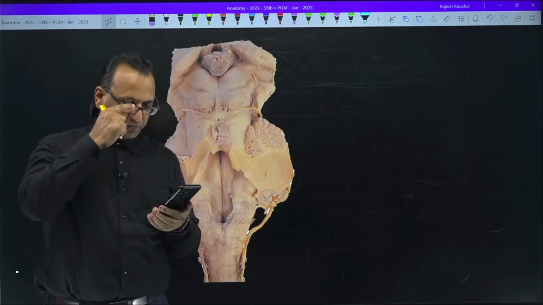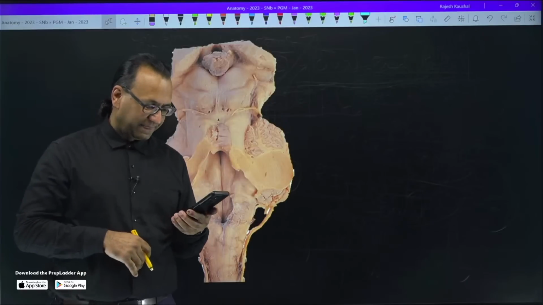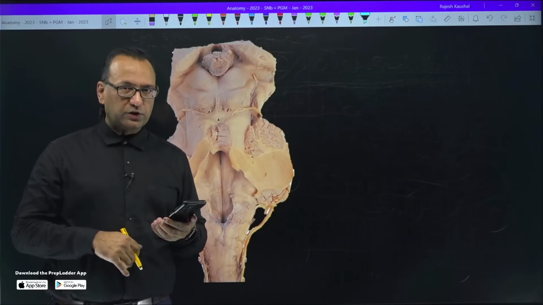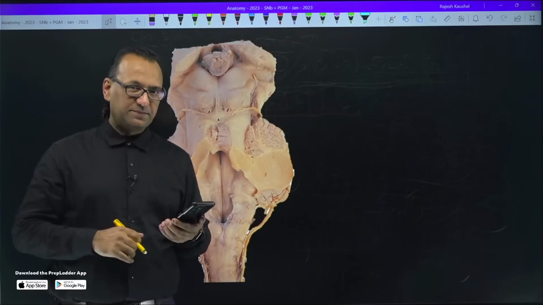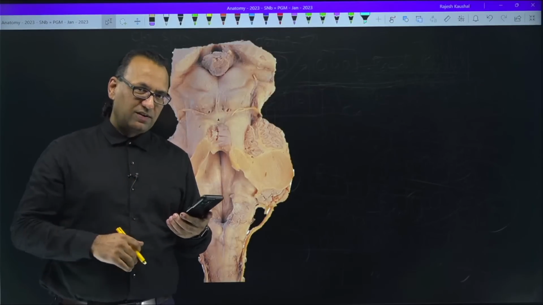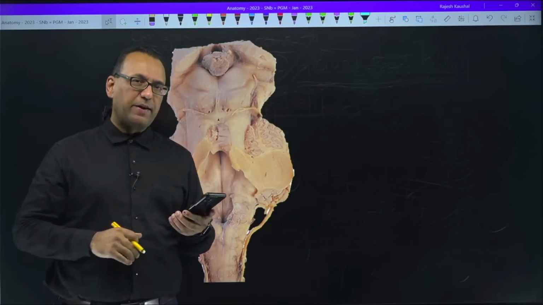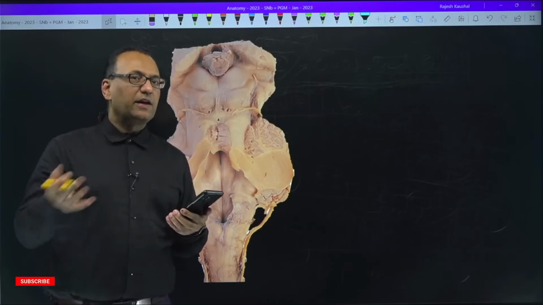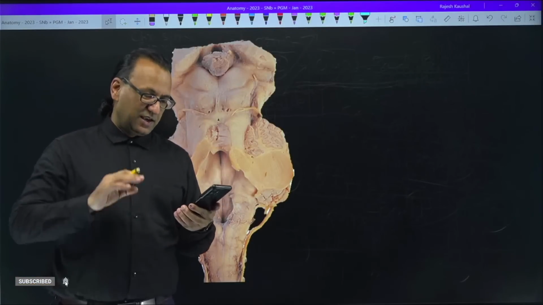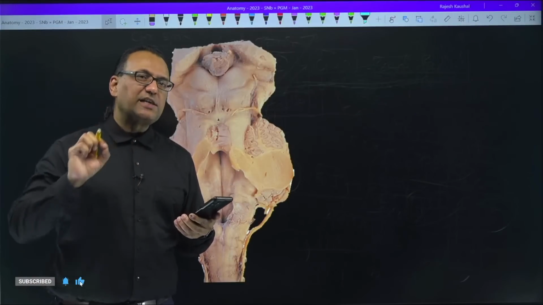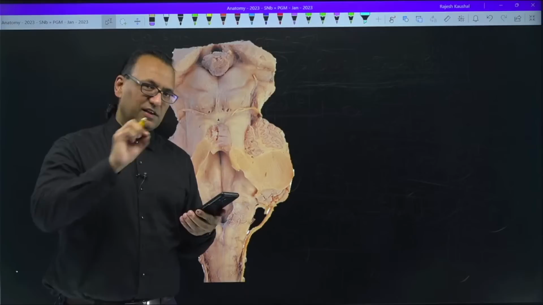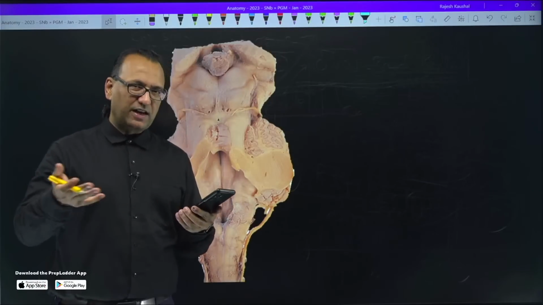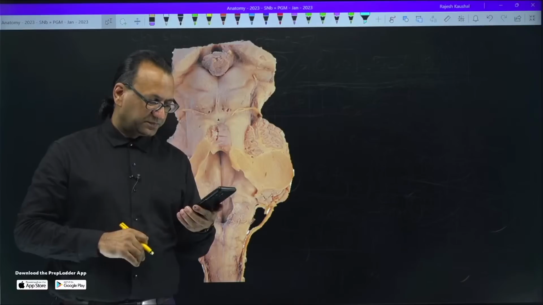How many questions of anatomy in NEET PG? At least 20 questions which are pure anatomy, and 10 more which is interdisciplinary. Sometimes ENT people are asking ENT anatomy, but it is anatomy which I teach. Orthopedics, teacher is asking some anatomy, but eventually it is anatomy. It is not pure orthopedics. So 20 plus 10, 30 questions in total.